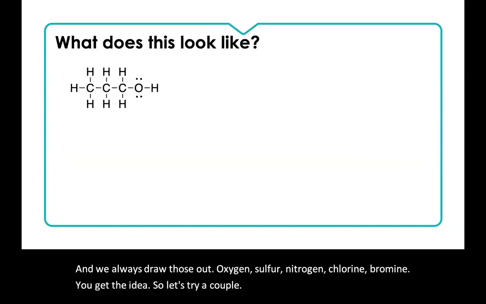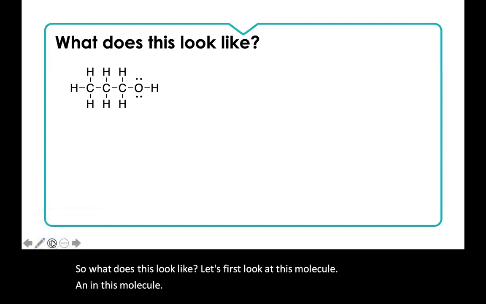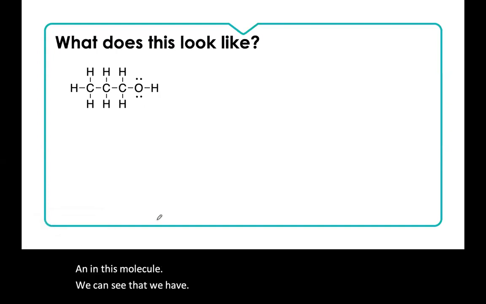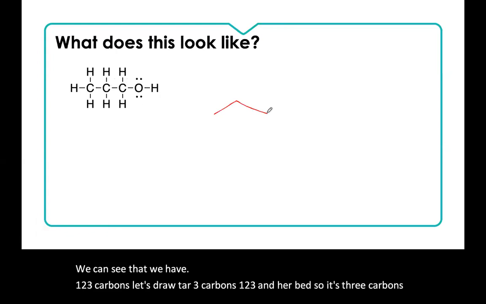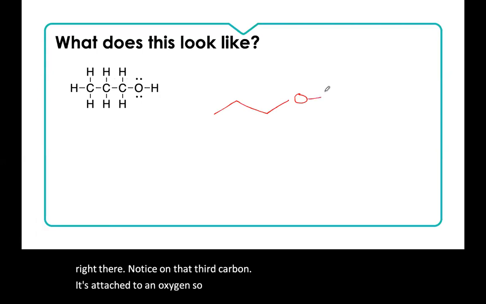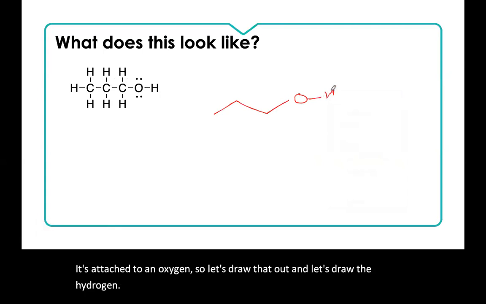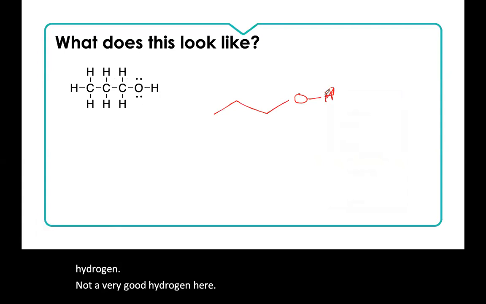So what does this look like? Let's first look at this molecule. And in this molecule, we can see that we have 1, 2, 3 carbons. So let's draw out our 3 carbons. 1, 2, 3, end or bend. So it's 3 carbons right there. Notice on that third carbon, it's attached to an oxygen. So let's draw that out, and let's draw the hydrogen. Not a very good hydrogen here. That's attached to it.